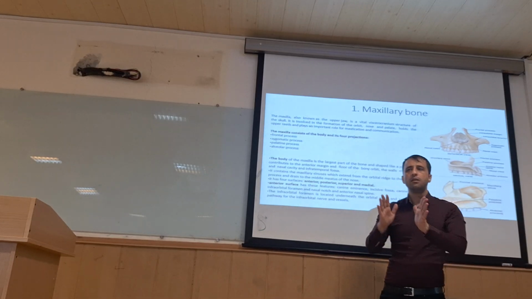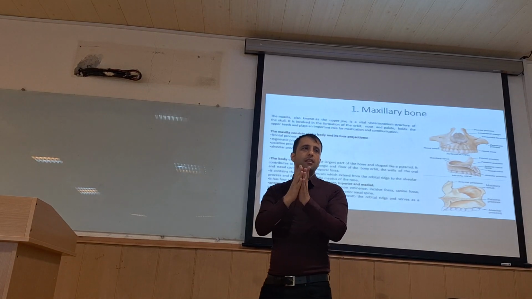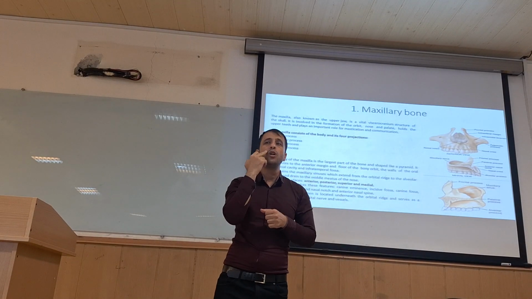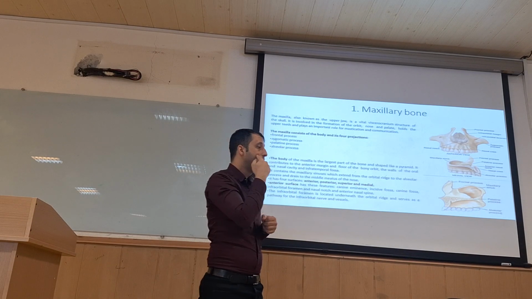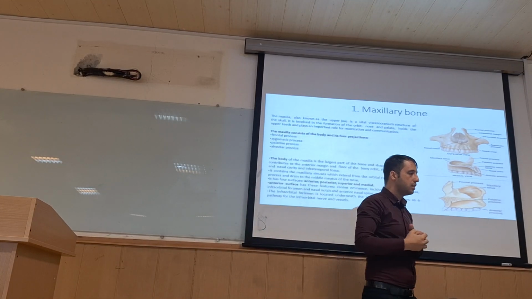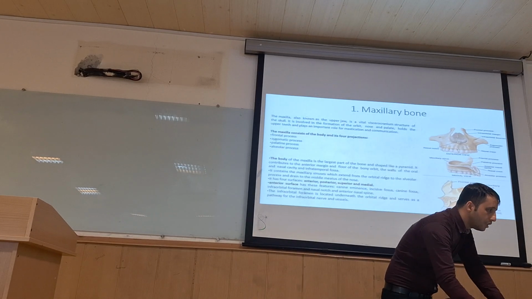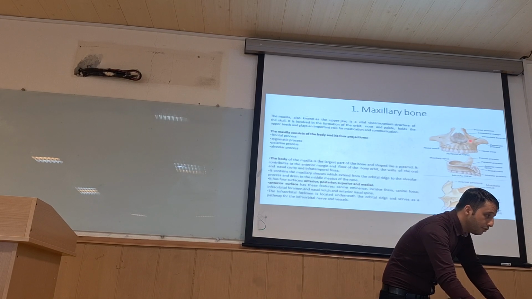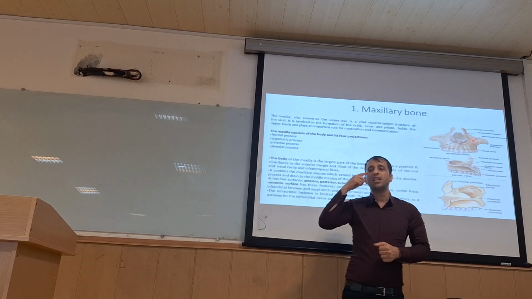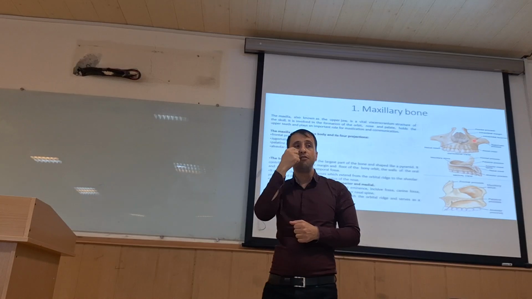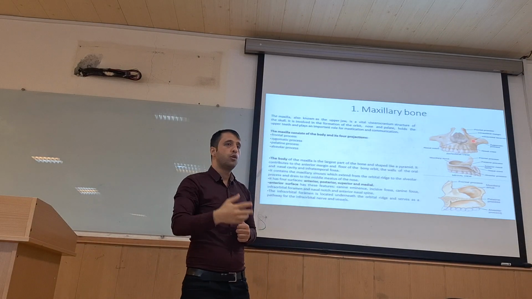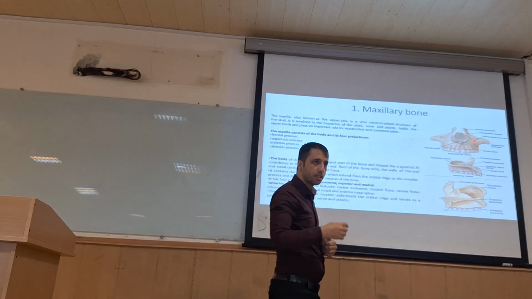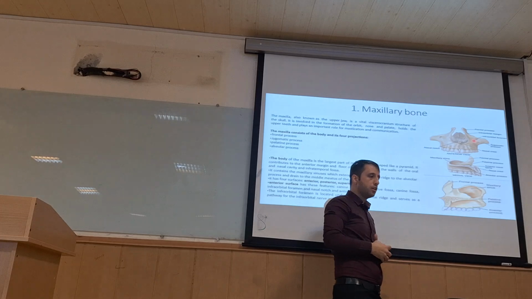The body has four surfaces. The first is the external or anterior surface. Here is the external or anterior surface. In the external surface, you can see these features. Infraorbital foramen is located 1 centimeter inferior to the base of the orbit, and the infraorbital artery and nerves exit from the infraorbital foramen.